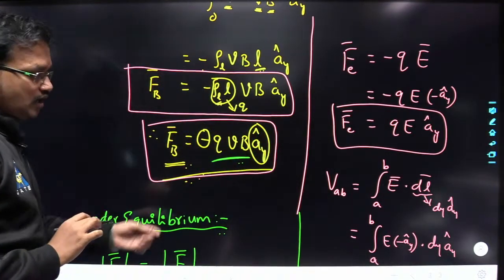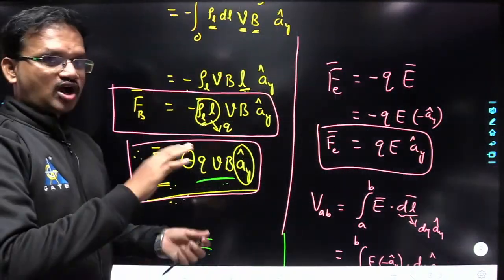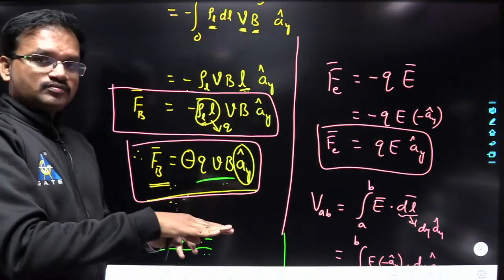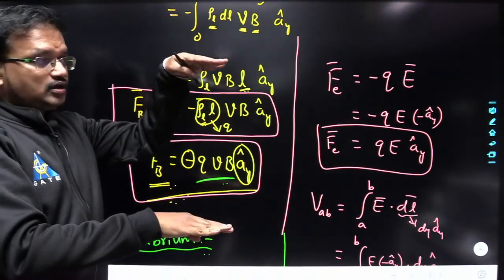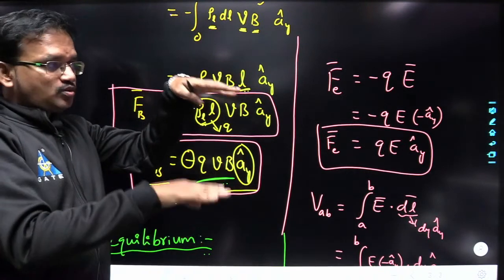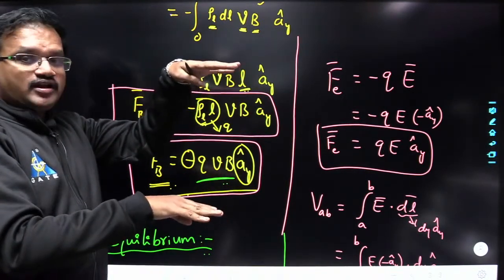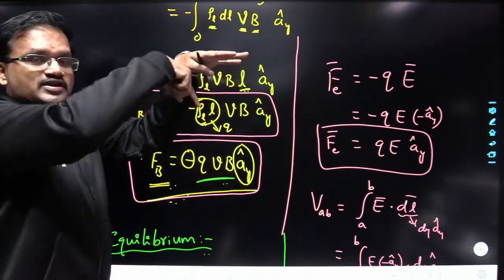Understood? Okay, so because of this, what will happen? The charge separation takes place. On the bottom there is a negative charge, on the top there will be a positive charge. So because of this charge separation, an electric field is induced from plus to minus.